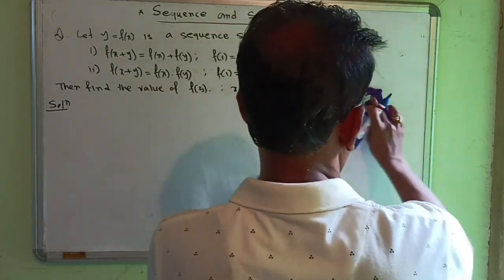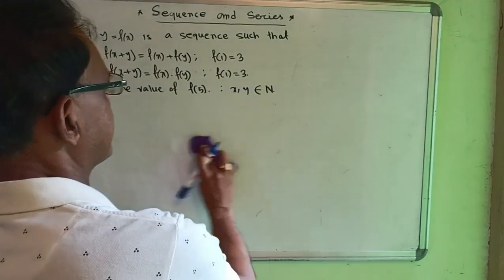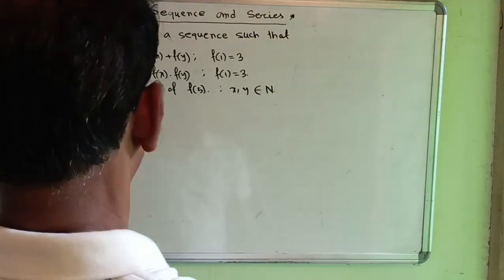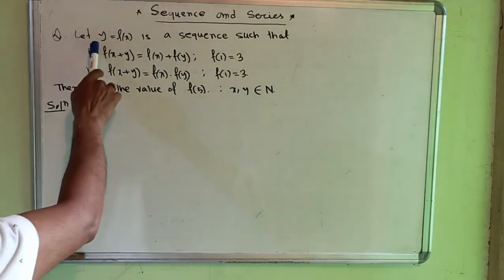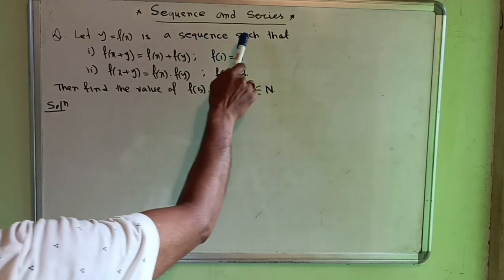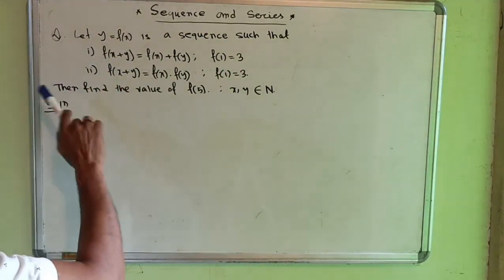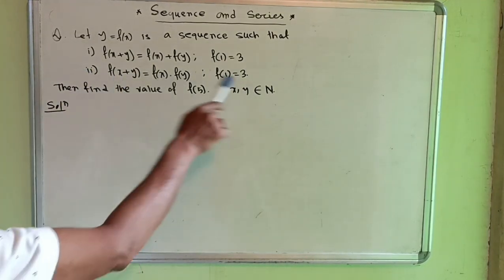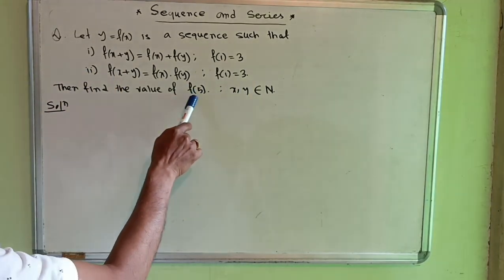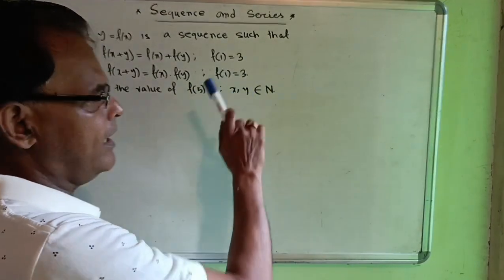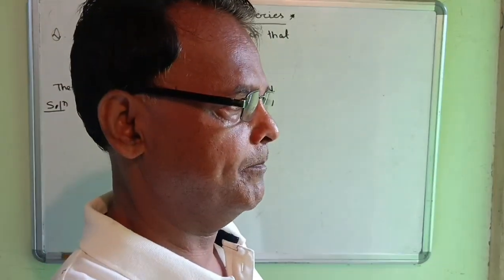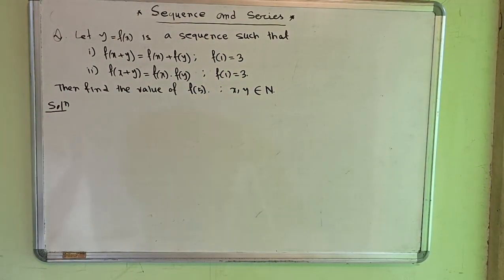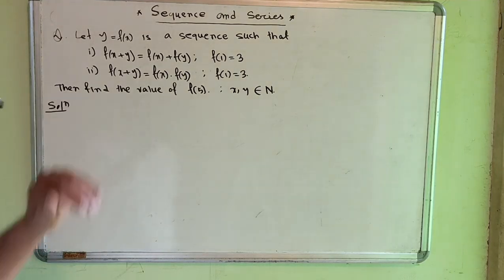Now we are going to discuss some small problems which are important from JEE Mains series and sequence. Let y equal to f(x) be a sequence such that f(x plus y) is equal to this, where f(1) is equal to this, and number 2, find the value of f(5), where x and y are natural numbers. How to solve these problems, we will discuss in detail.